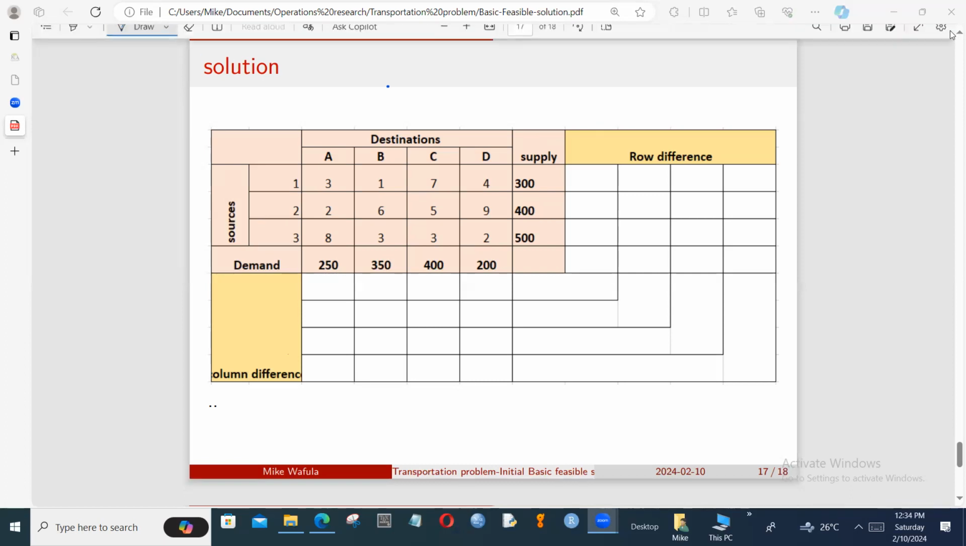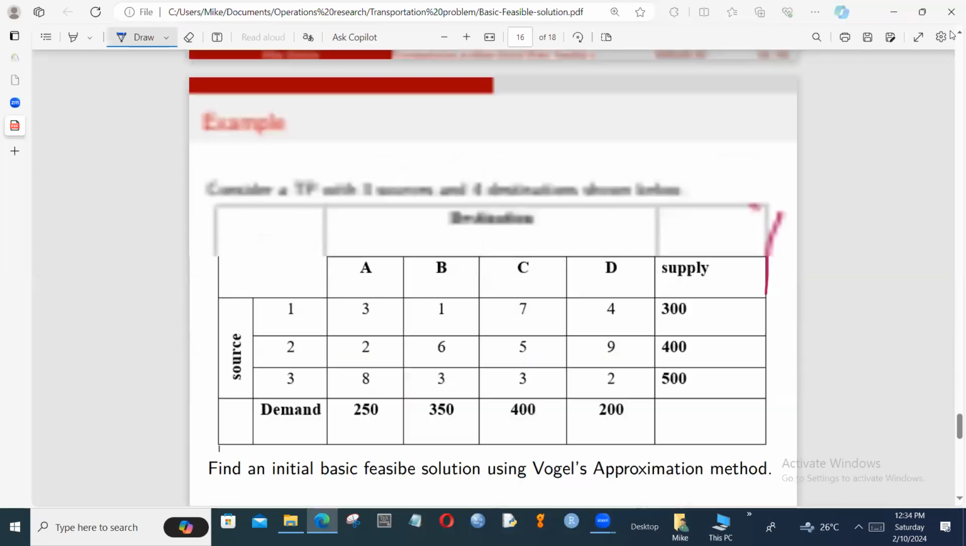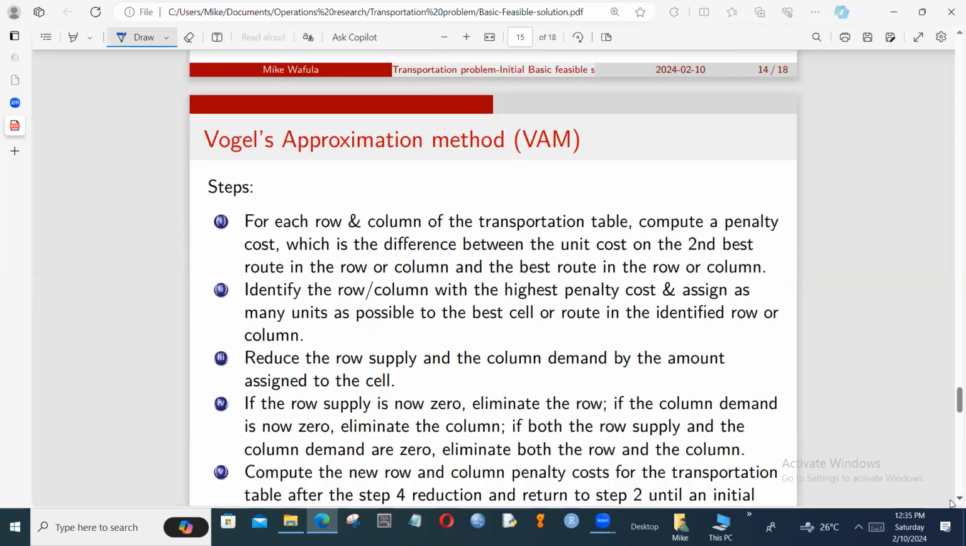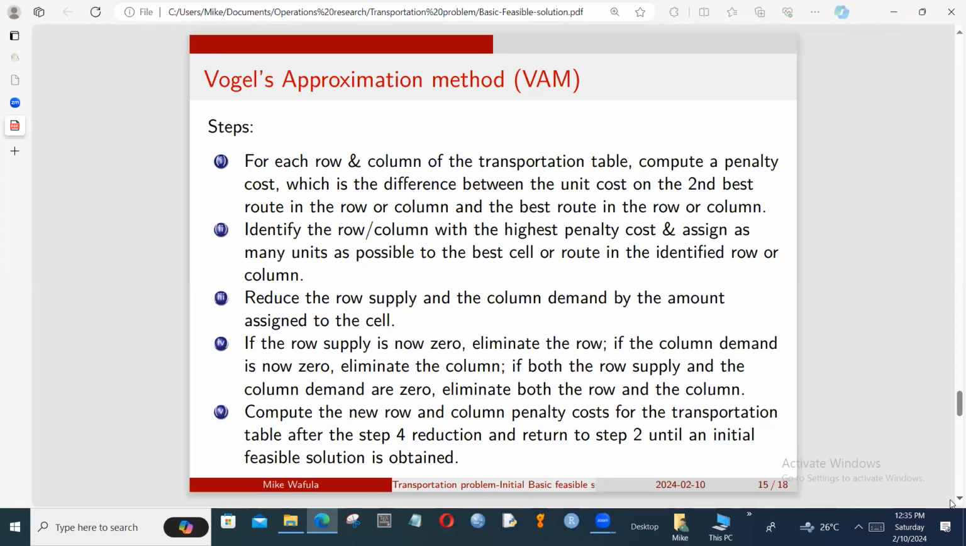So we are looking at the VAM method, or what VAM stands for, Vogel's approximation method. It has a number of steps here. Here now we have created some rows and columns. So we compute what the VAM method calls penalty cost. And this penalty cost is simply the difference between the unit cost on the second best route in the row or column and the best route in the row or column.